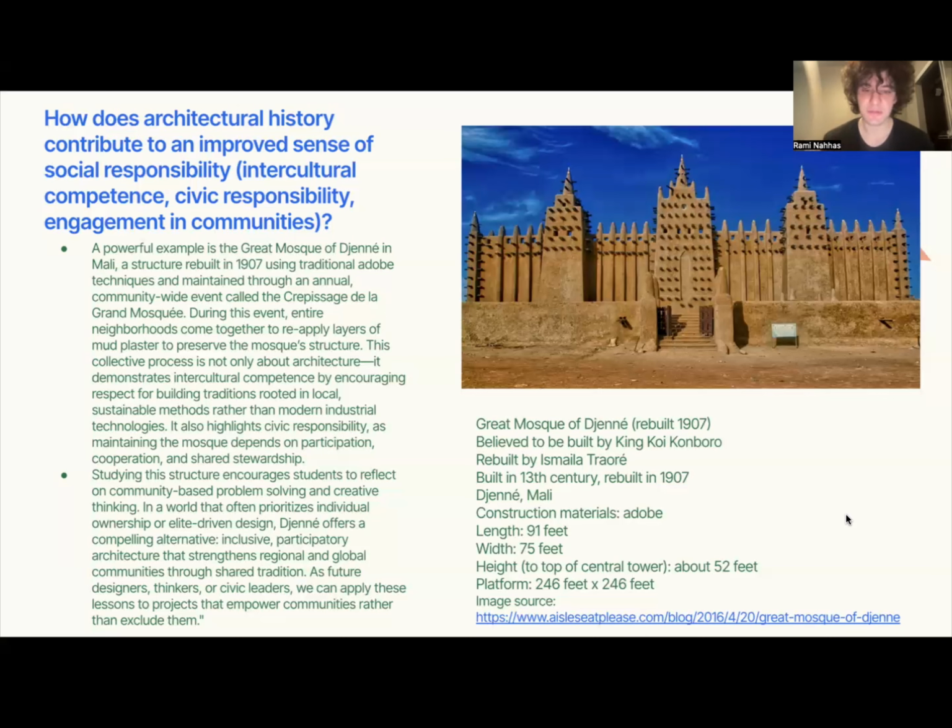And so the height to the top of the central tower, which is the highest point, is about 52 feet, and that platform it sits on is 246 feet by 246 feet, and the image source is there. And yeah, that's it for question 2.